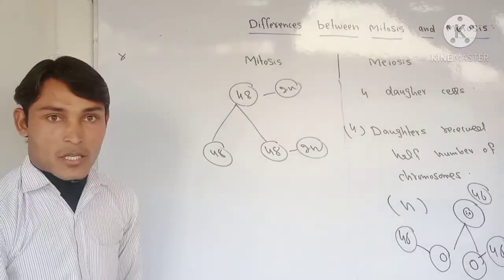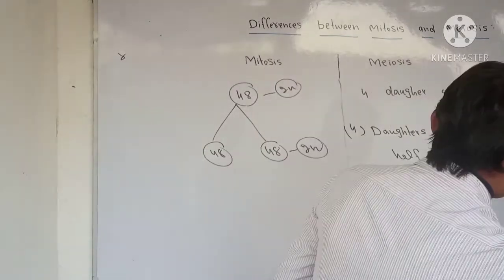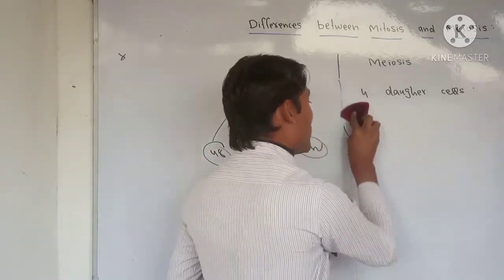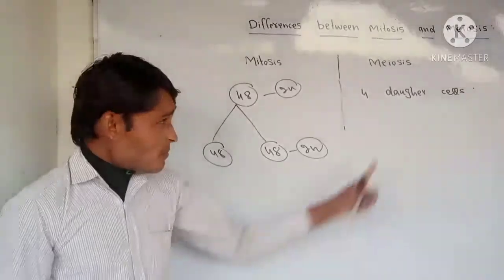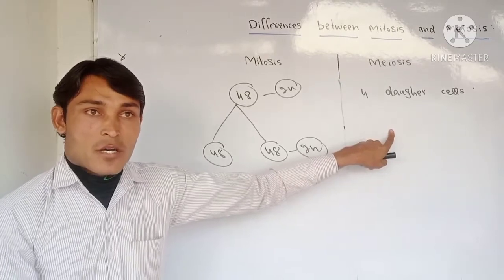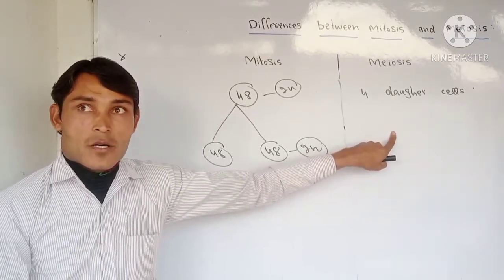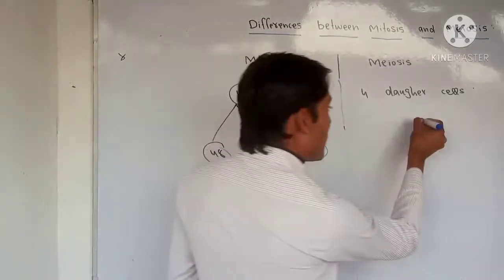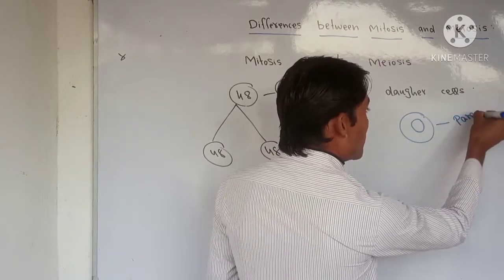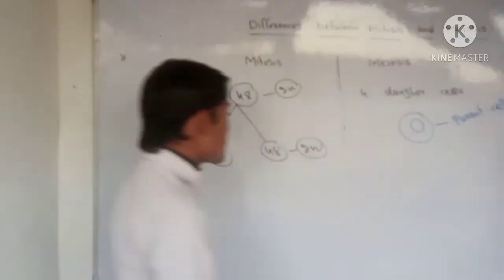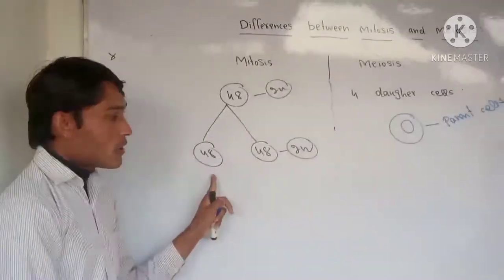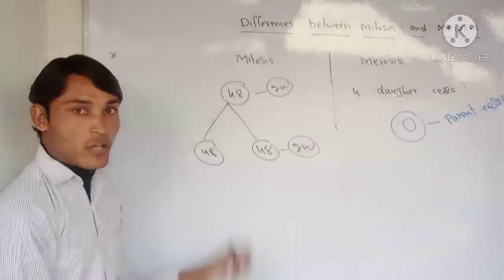And if we talk about meiosis, let me explain how half the number of chromosomes is received in meiosis cells. In meiosis, half the number of chromosomes is received by daughter cells, and because of this it is also called reduction division. For example, here is a parent cell. In mitosis, a parent cell divides and two daughter cells are formed, and the daughter cells receive the full number of chromosomes.